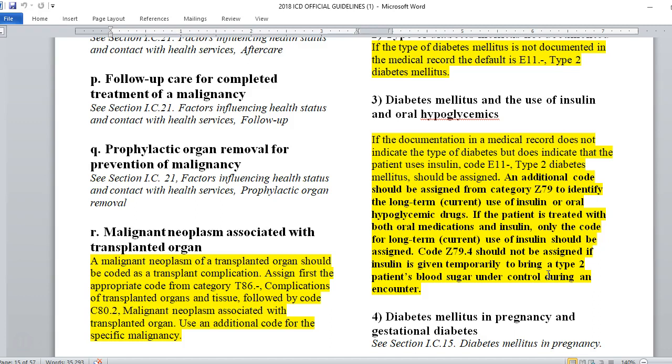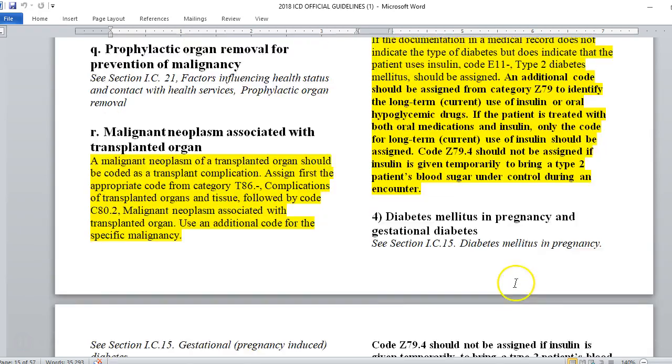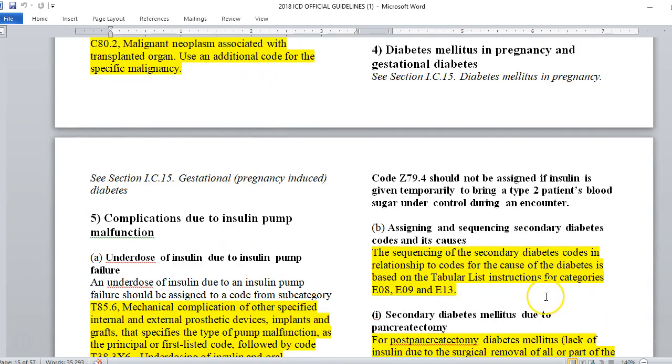Okay, so Z79.4 should not be assigned if insulin is given temporarily to bring a type 2 patient's blood sugar under control during an encounter. So if a patient shows up to their doctor's office, urgent care, emergency room, and we need to give them insulin, that is not the same as these codes. These Z codes, again, are long-term current use. And when it comes to insulin, it has to be an everyday use. If someone just has an insulin pen as an emergency, that is not the same as taking it every day. So we need to know from the provider what the patient is taking, and again, is it a daily use?